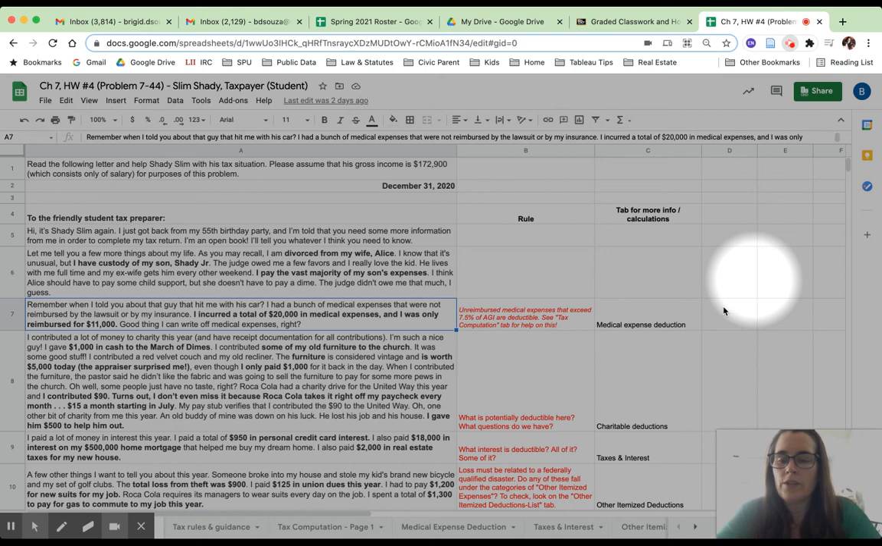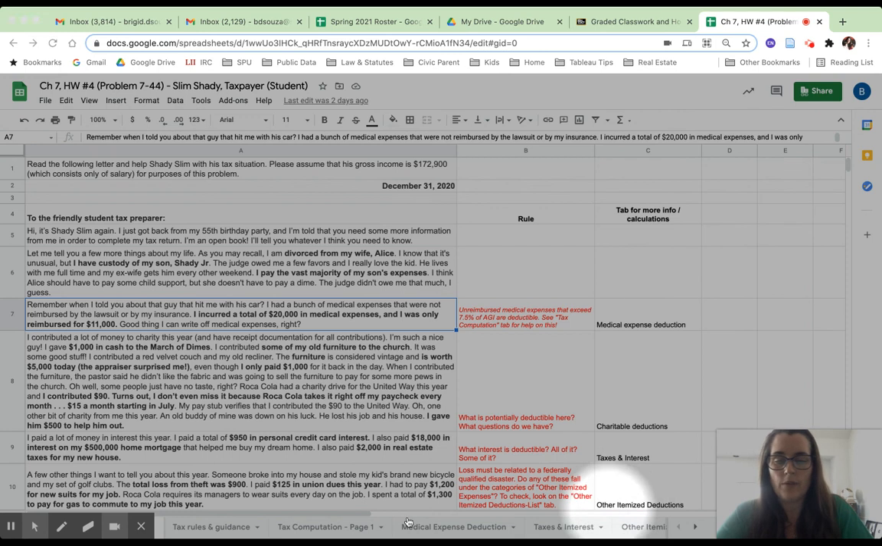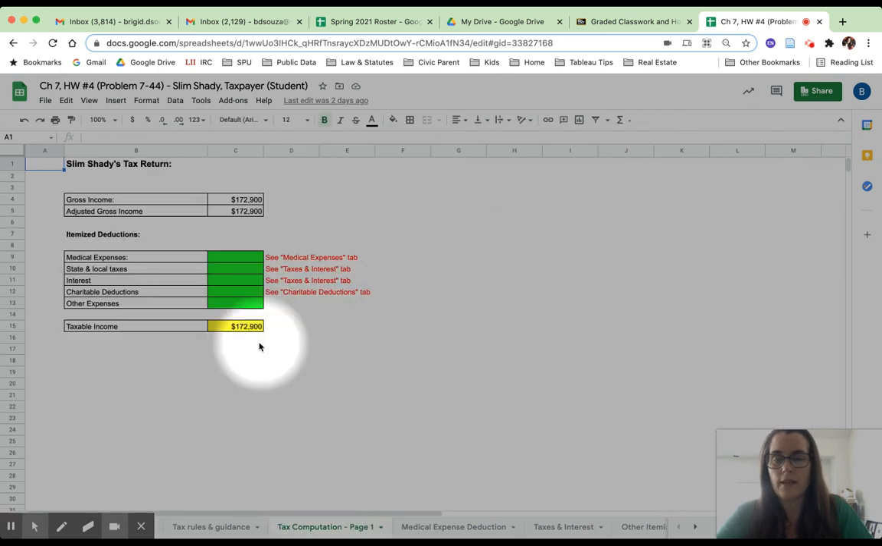Hi, everyone. I wanted to provide an overview of homework number 4 from chapter 7. This is the Slim Shady Taxpayer problem. A client named Slim Shady has written an email to you, the tax preparer, and we have to make sense of it and ultimately figure out the adjusted gross income and then also the itemized deductions. Ultimately what we're trying to get down to is the taxable income amount.